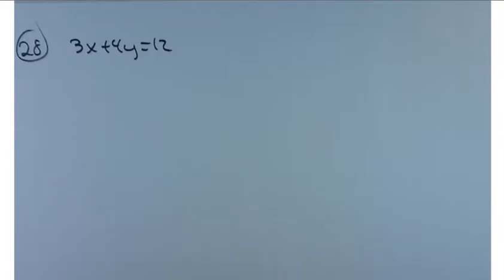So problem 28 is this. 3x plus 4y equals 12. I'm going to do this for you in class just the way I would want you to do it on an exam. We're going to graph the x and y intercepts and then find one last point.